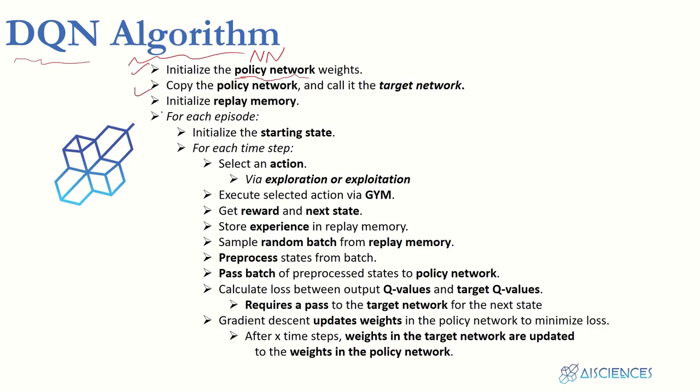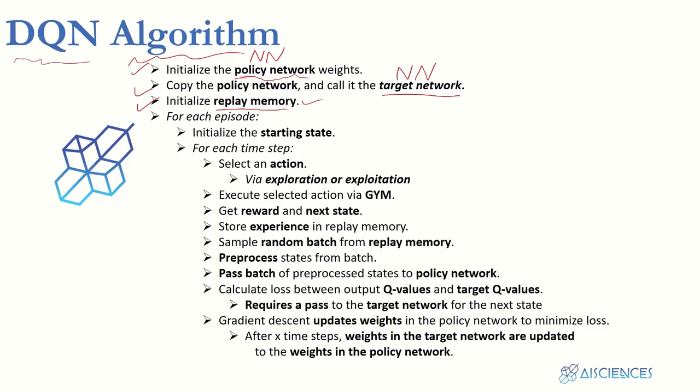Then we create a new network called target network. It is again a simple neural network that will be a replica of the policy network, right? We will be implementing it in a while. Then we will initialize a replay memory. This is a new thing. This is a new concept, and the whole concept of deep QN circles around the replay memory. We'll be talking about replay memory in depth.